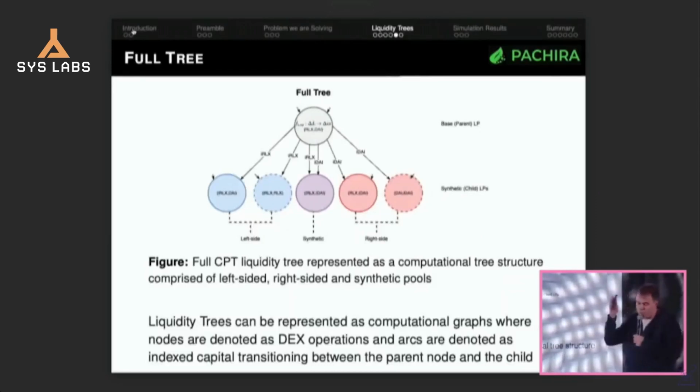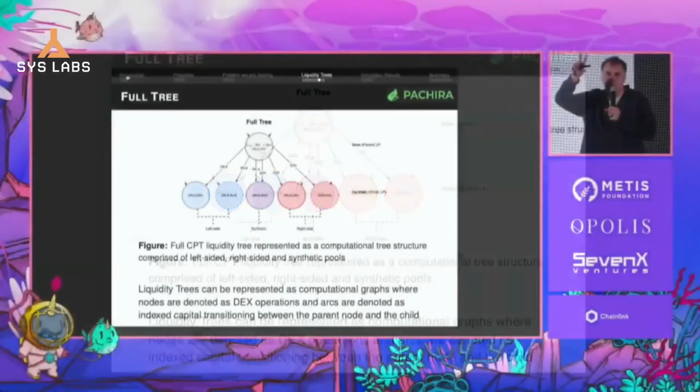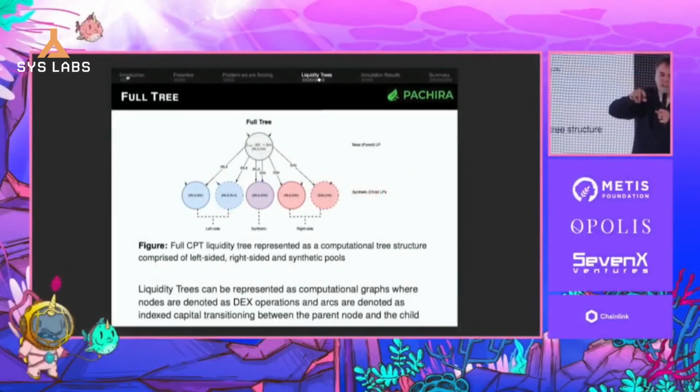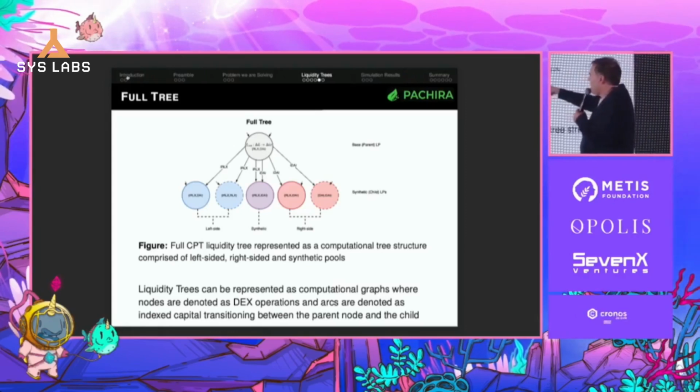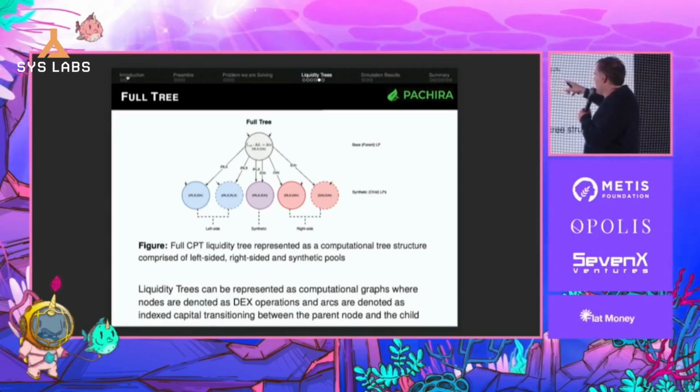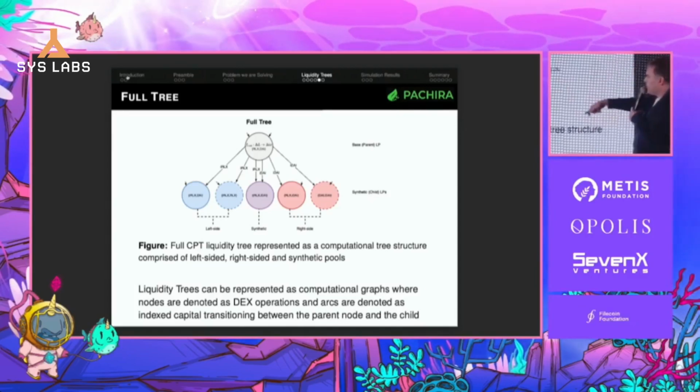So let's extend this idea. We talked about the simple tree. For a dual asset constant product trading pool, X and Y, if we have our parent XY pool and then our children, the maximum number of child pools that we can create is 5: IXY, IXX, IXIY, IYX, and IYY. This is what we call a full tree.